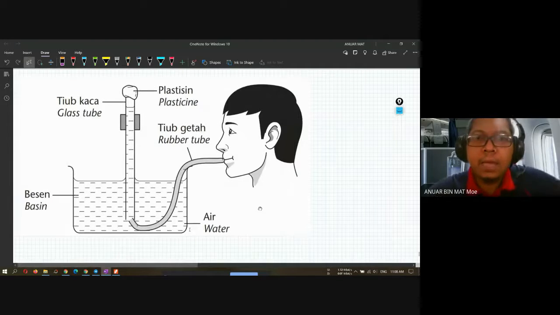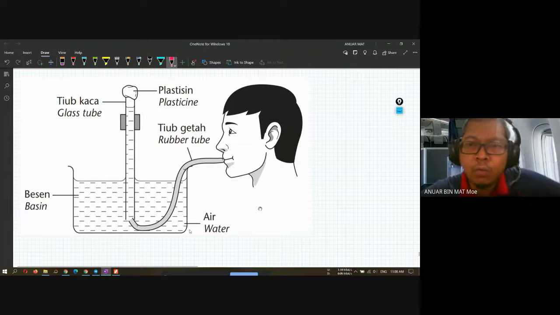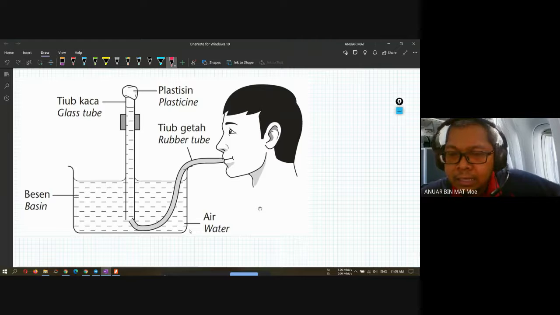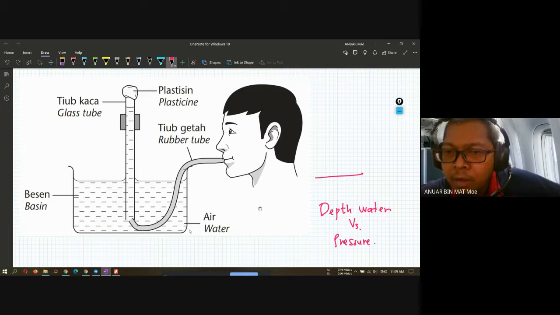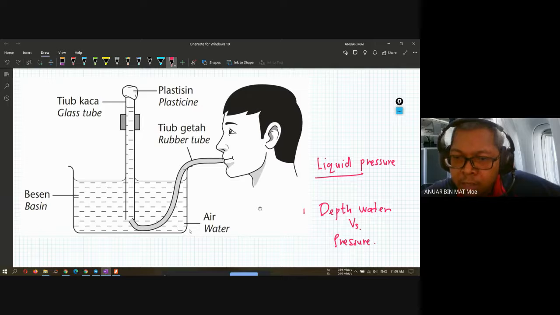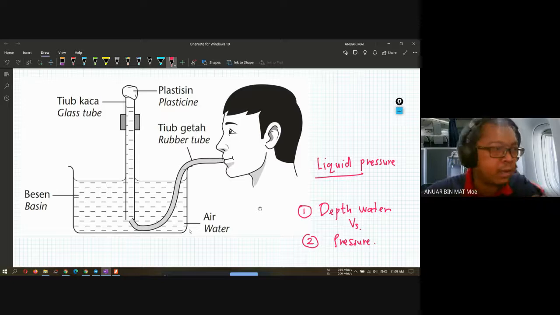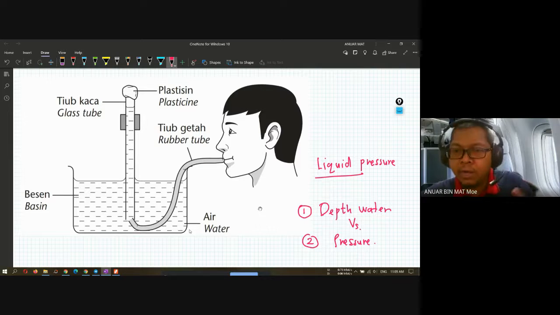Okay, the activity wants to study the depth. You still remember the depth? The depth of water versus the pressure. This is about water or liquid pressure. You still remember liquid pressure? What is the relationship between the depth of water and the pressure? I think on Monday I already explained about this.